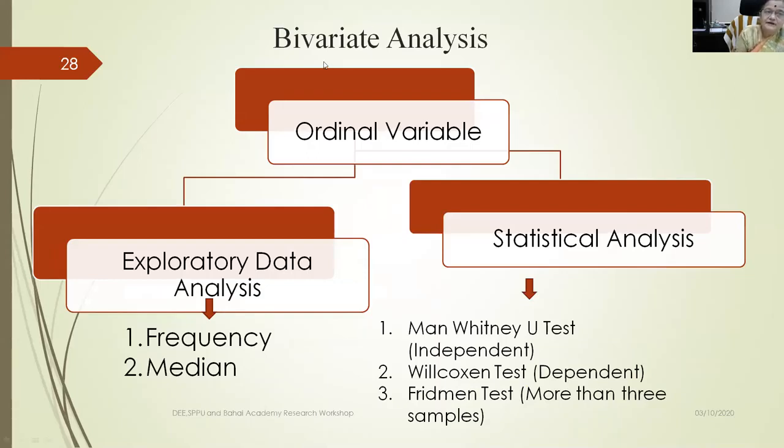Again, if we are dealing with bivariate analysis, two variables are involved and both are measured on ordinal scale of data. Then for description of data, frequency and median are suggested, and for statistical analysis, the Mann-Whitney U-test, independent type, Wilcoxon's test, dependent type, and the Friedman test for more than 3 samples are suggested for inferential statistics.